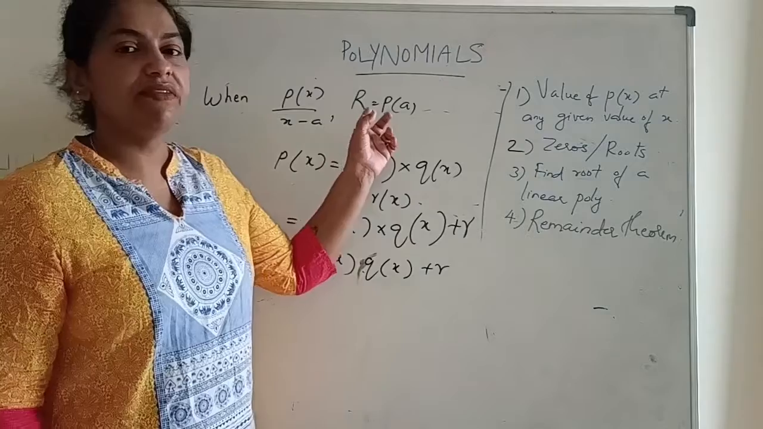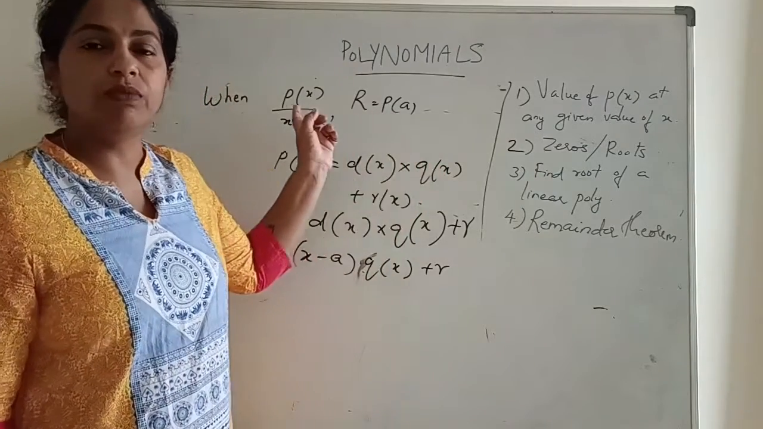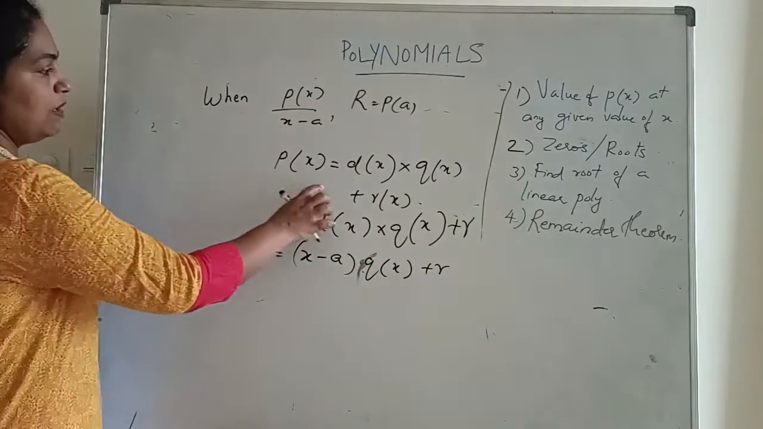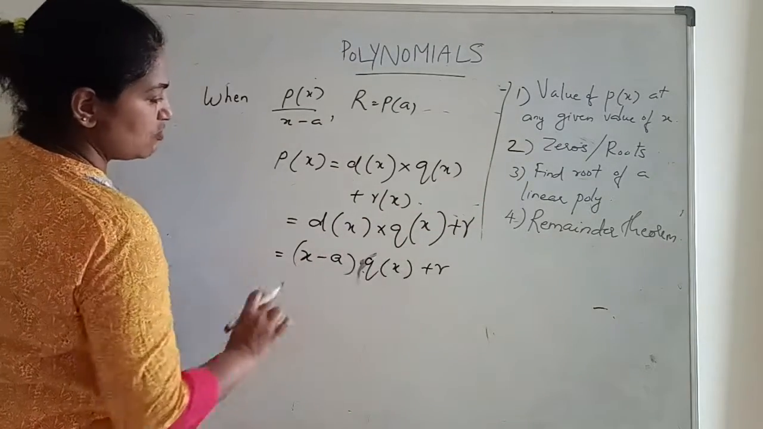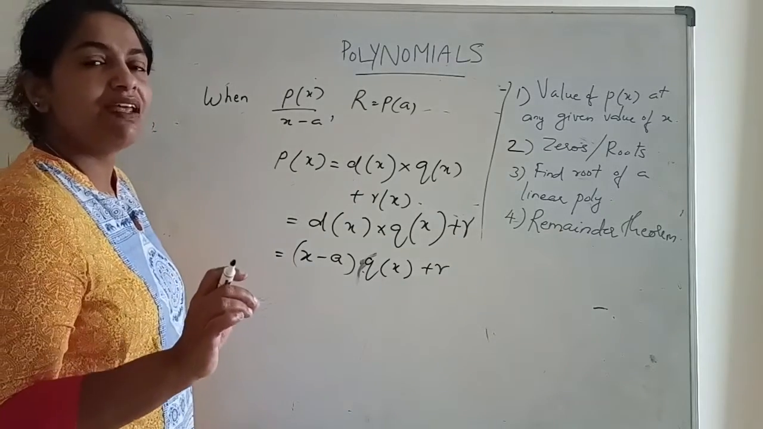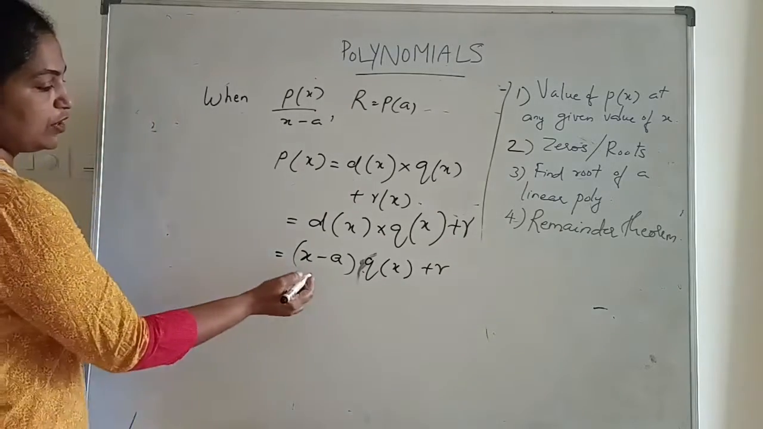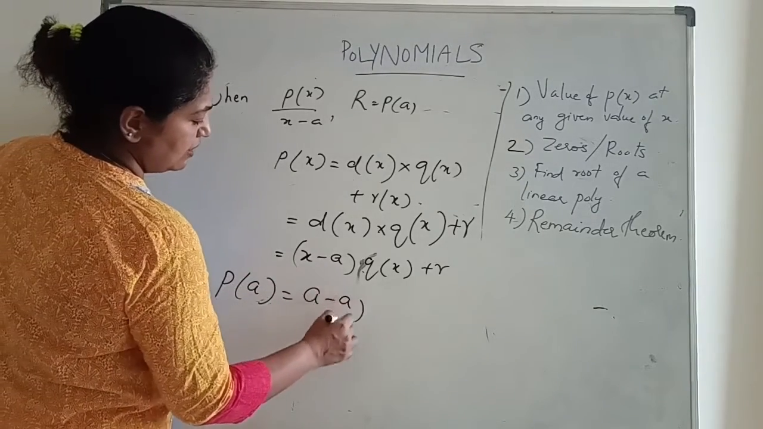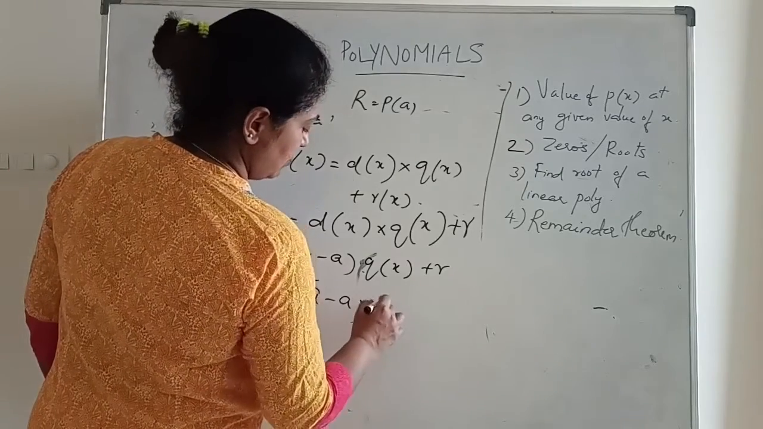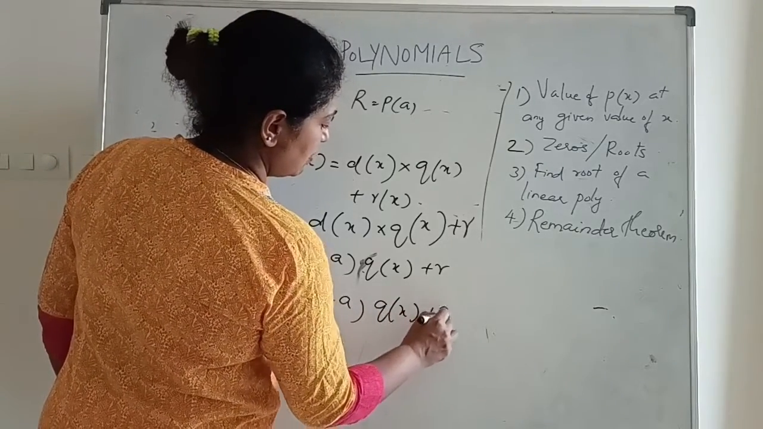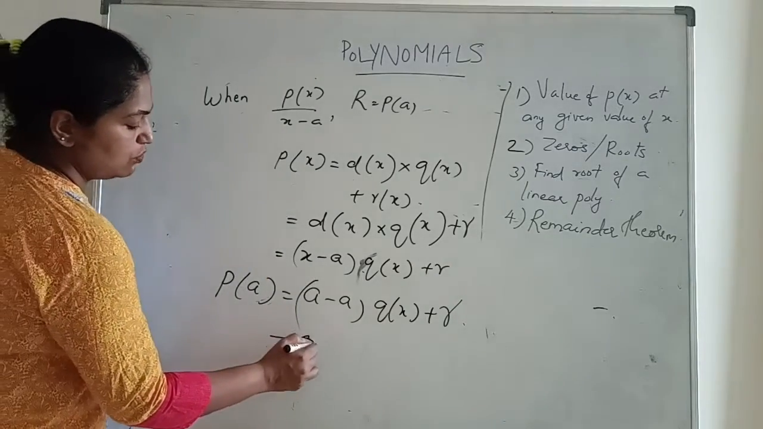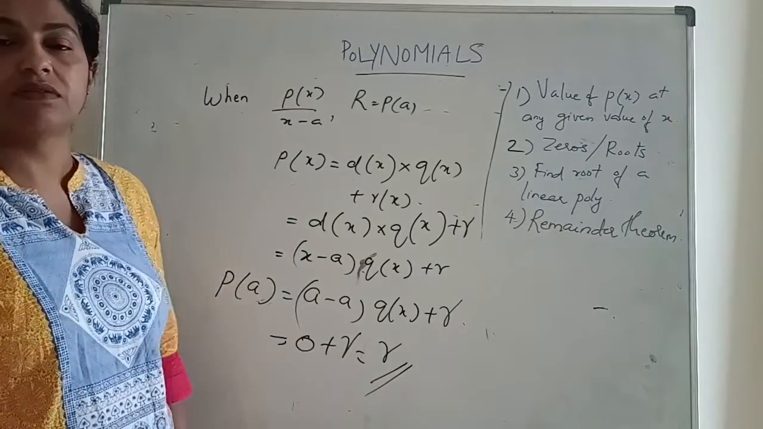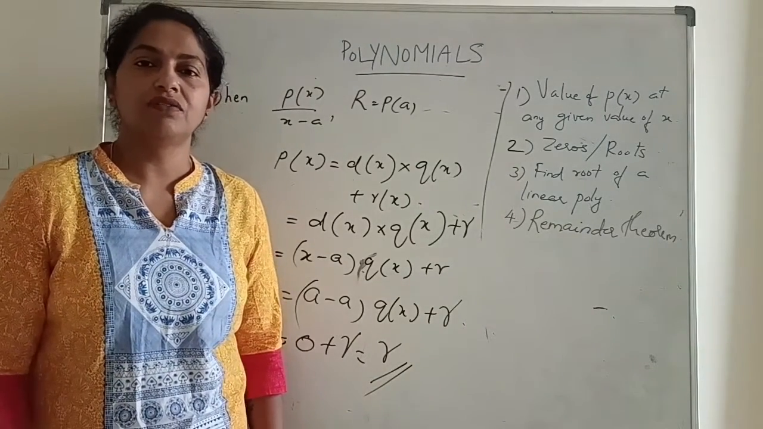Now, what does it say? It says that when the polynomial p(x) is divided by x minus a, the remainder has to be p of a. What do you mean by p of a? Wherever x is there, I have to put a over there. So my p of a would be a minus a, which is 0, into q of x, plus r. This becomes 0 plus r, which is r. I get back the remainder. Are you guys okay with the proof?